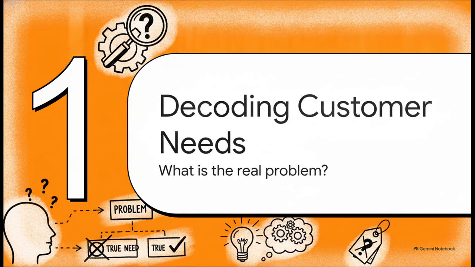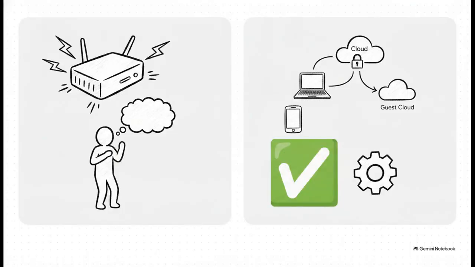What is the real problem? This is literally step one. You've got to discover the actual problem before you even think about throwing numbers or quotes around. Picture a small law firm coming to you and saying, "Hey, our Wi-Fi is awful, we just want faster routers." Now, if you just sell them a fast router, you've completely missed the mark.